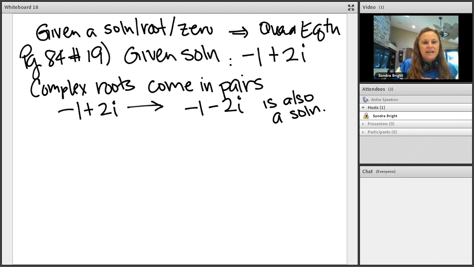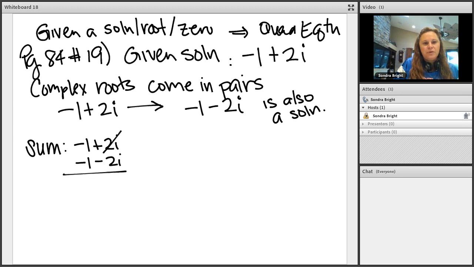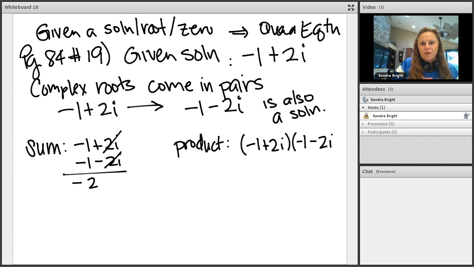And then I feel like the easiest way to do this is to do the sum product rule. So you're going to add them up to find the sum. It's negative 1 plus 2i and negative 1 minus 2i, and when you add them up, your i's go away and you're left with just negative 2. And then the product, you'll multiply them, negative 1 plus 2i and negative 1 minus 2i, but this is going to end up being the difference of two squares.